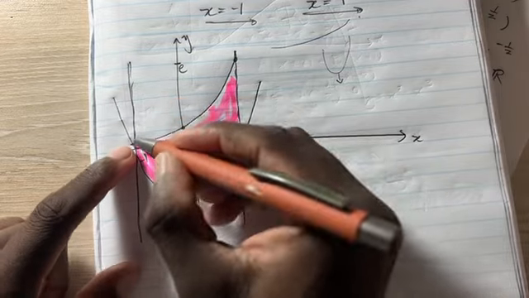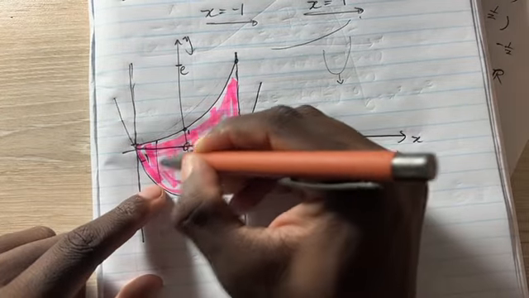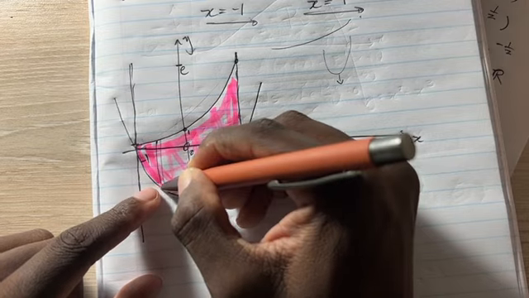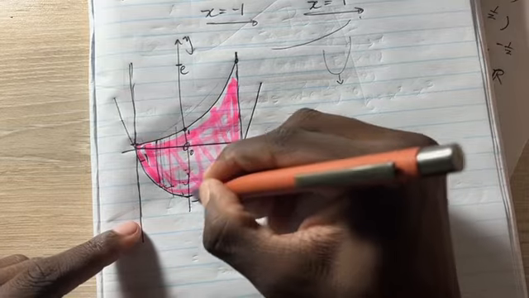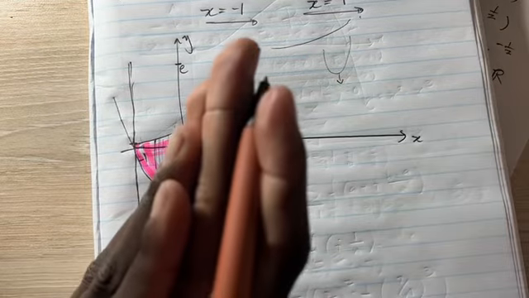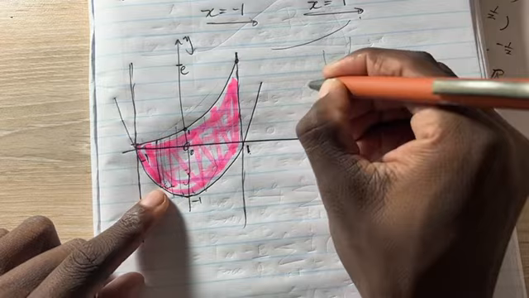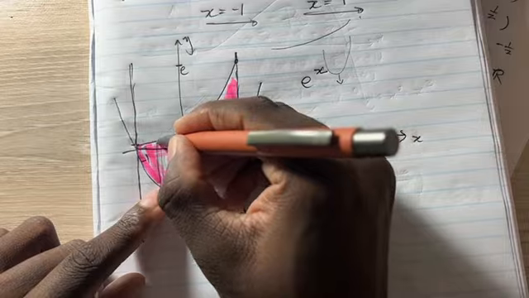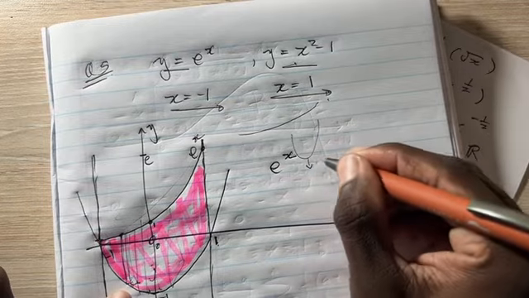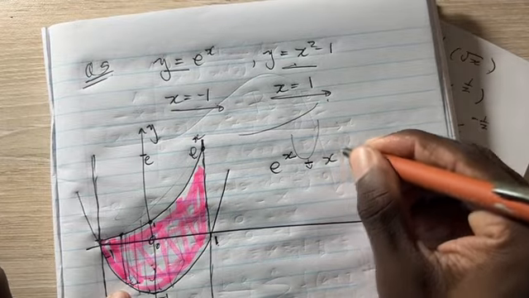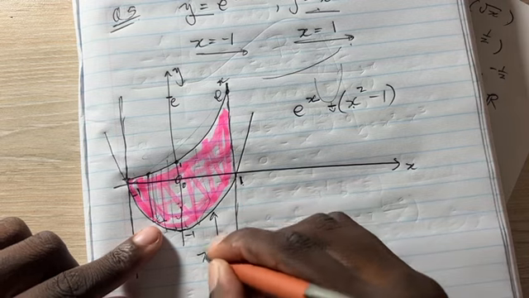Now check it out. This function is on top of the other one. So if I want to find the height of a block here, because if you add all the blocks that make up this entire shape, that's going to give you the area. To find the height of one block, I have to take e to the x. That's going to be the top coordinate, because that's the top function. And then I have to subtract x squared minus 1, because that's going to be the bottom function.